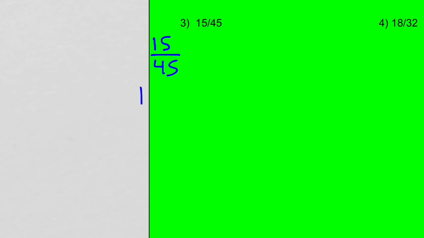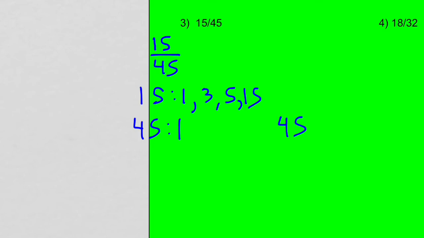And I'm going to list the factors of 15. There is 1, 3, 5, and 15. And the factors of 45, it's a tricky one. Well, I know 1 times 45. I know 2 can't be a factor, but I know 3 can be a factor.